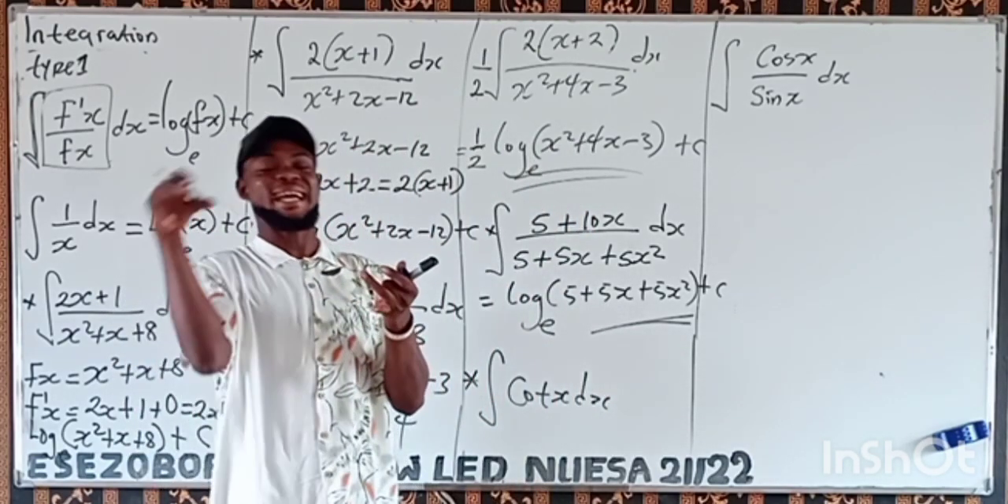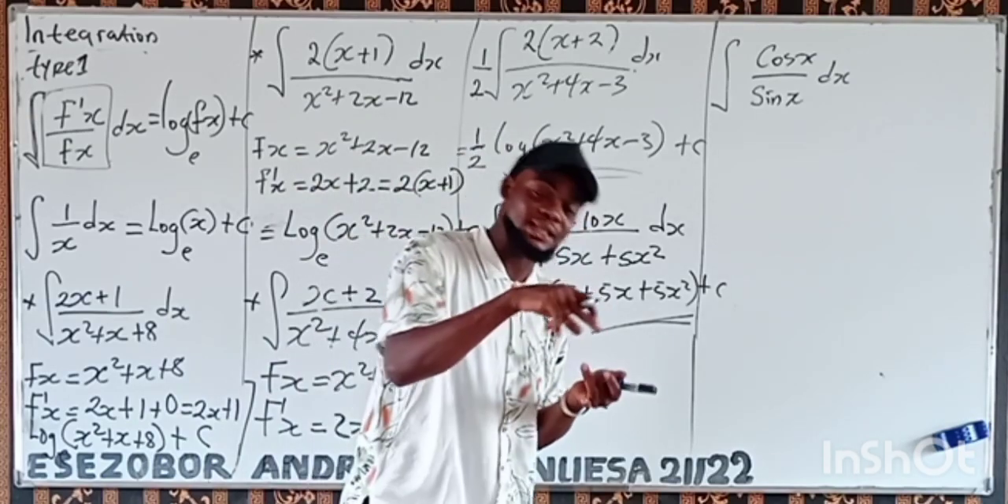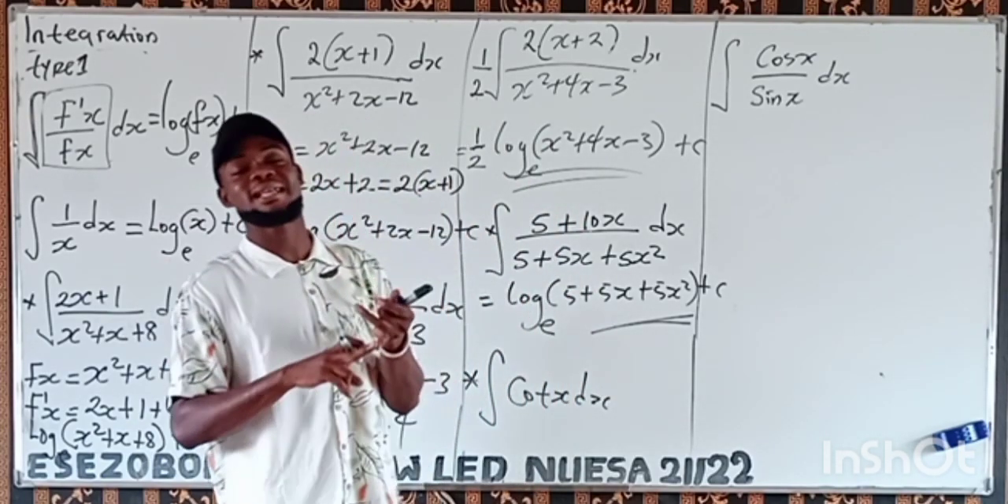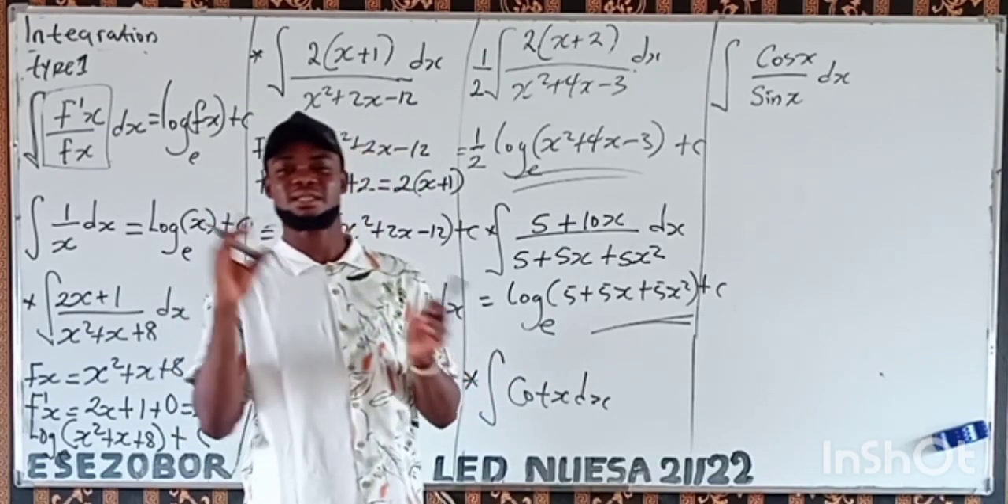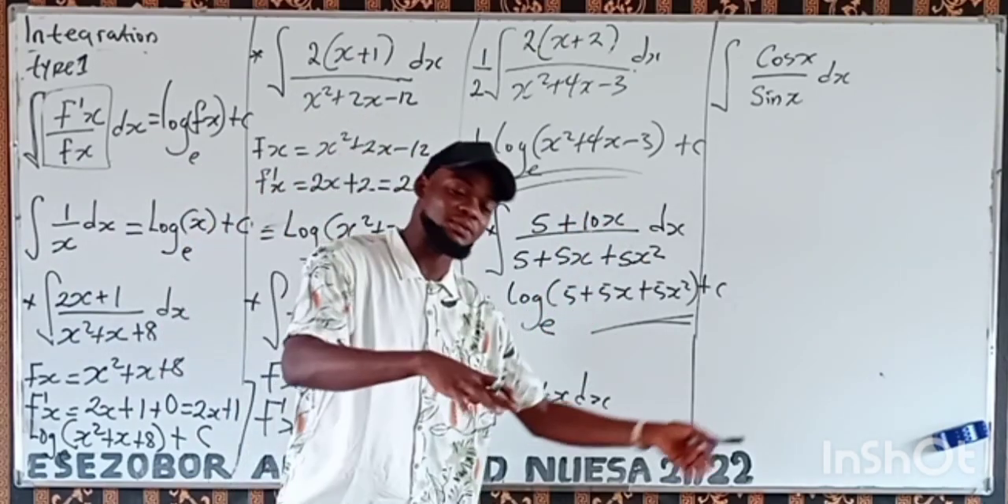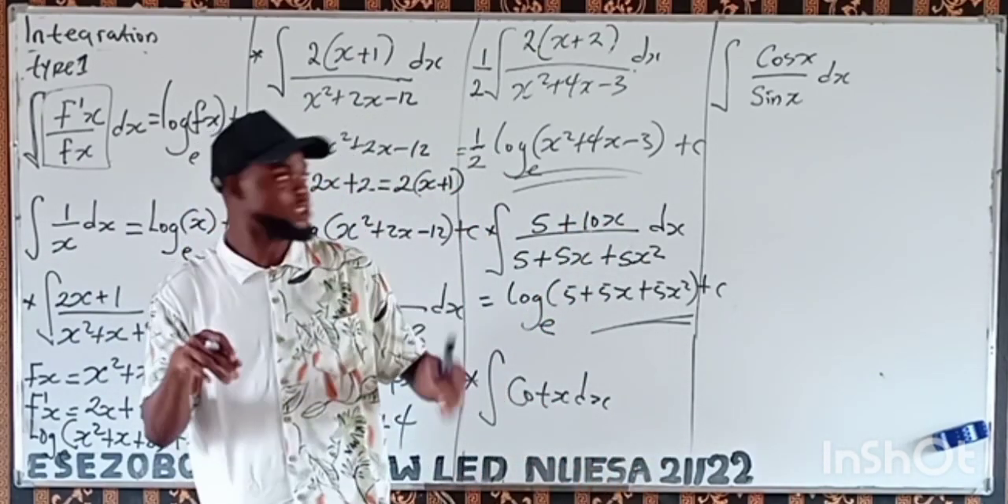If you differentiate sine x, the answer will be cos x. When you integrate cos x, the answer will be sine x. When you differentiate cos x, the answer will be minus sine x. Take note of those two. They are just opposites of each other. Remember, integration is the opposite of differentiation, anti-differentiation.